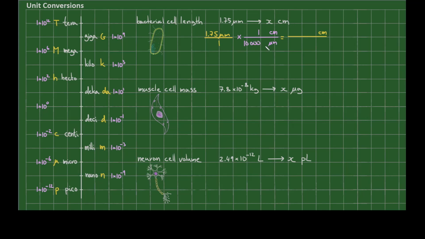Now that I have my conversion factor in place, I'm simply going to multiply these two fractions. And that will give me 1.75 centimeters over 10,000. The micrometers above the line and the micrometers below the line will cancel. And finally, when I divide 1.75 by 10,000, I will end up with 0.000175 centimeters. And if we absolutely insisted, we could convert this to scientific notation, and it would be 1.75 multiplied by 10 to the power of negative 4 centimeters.